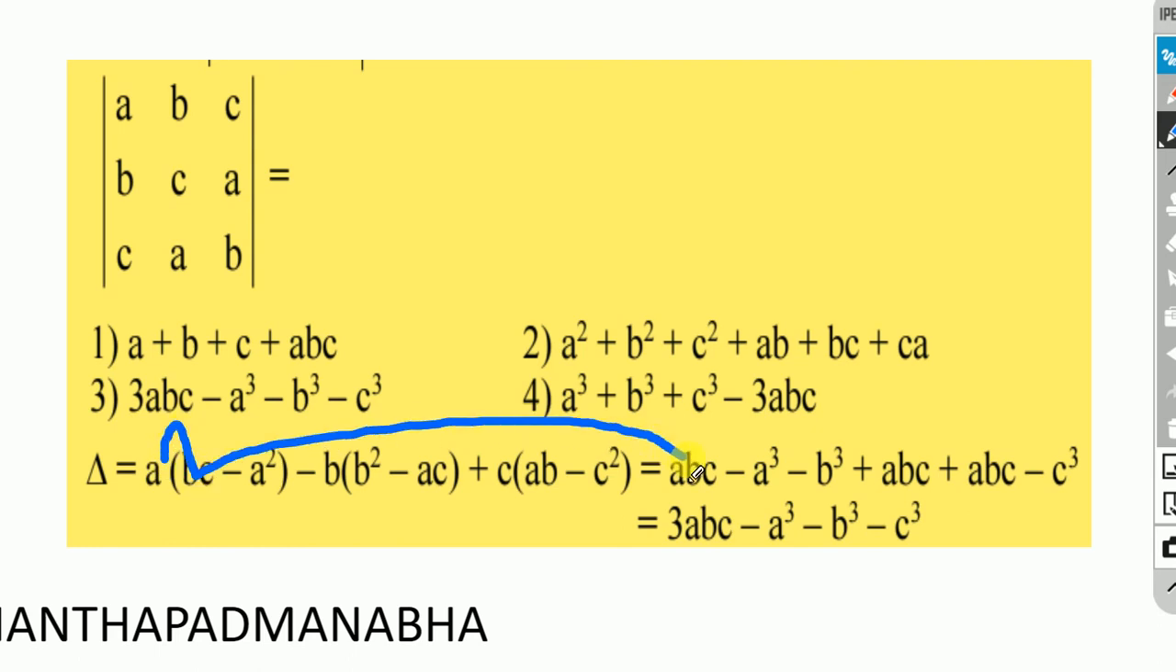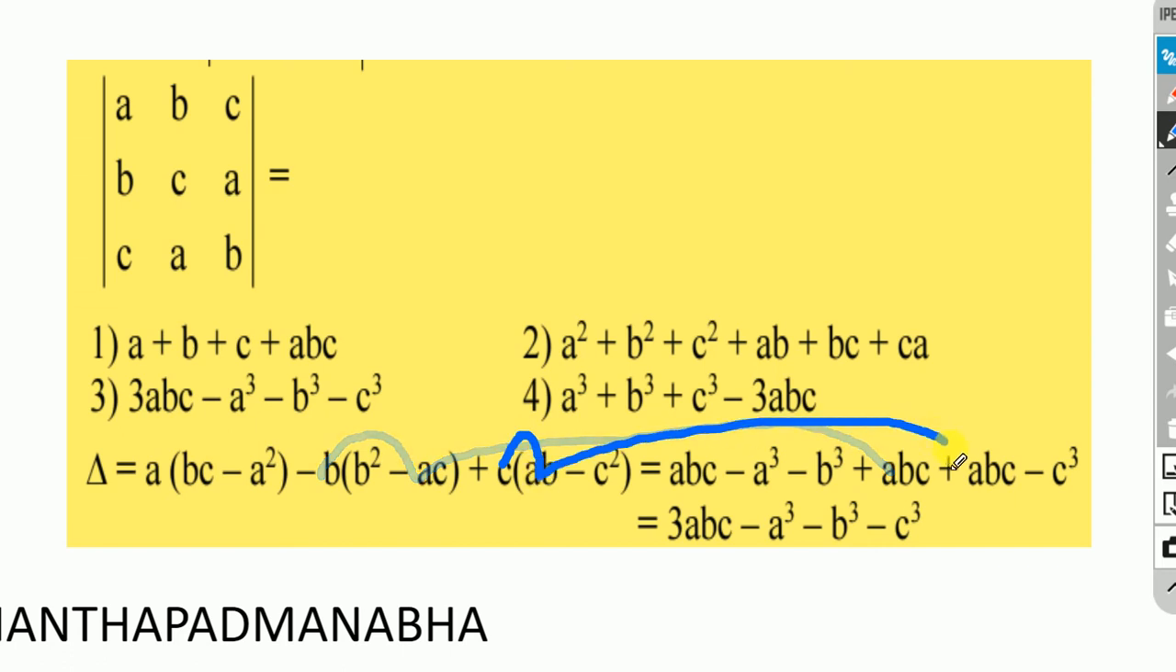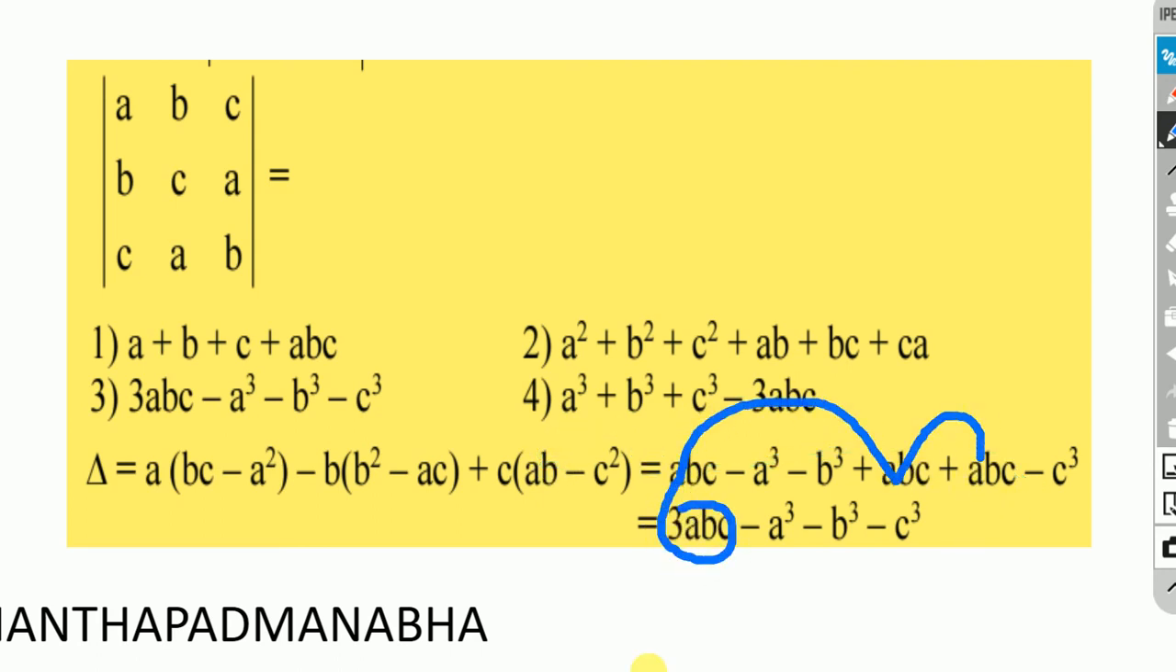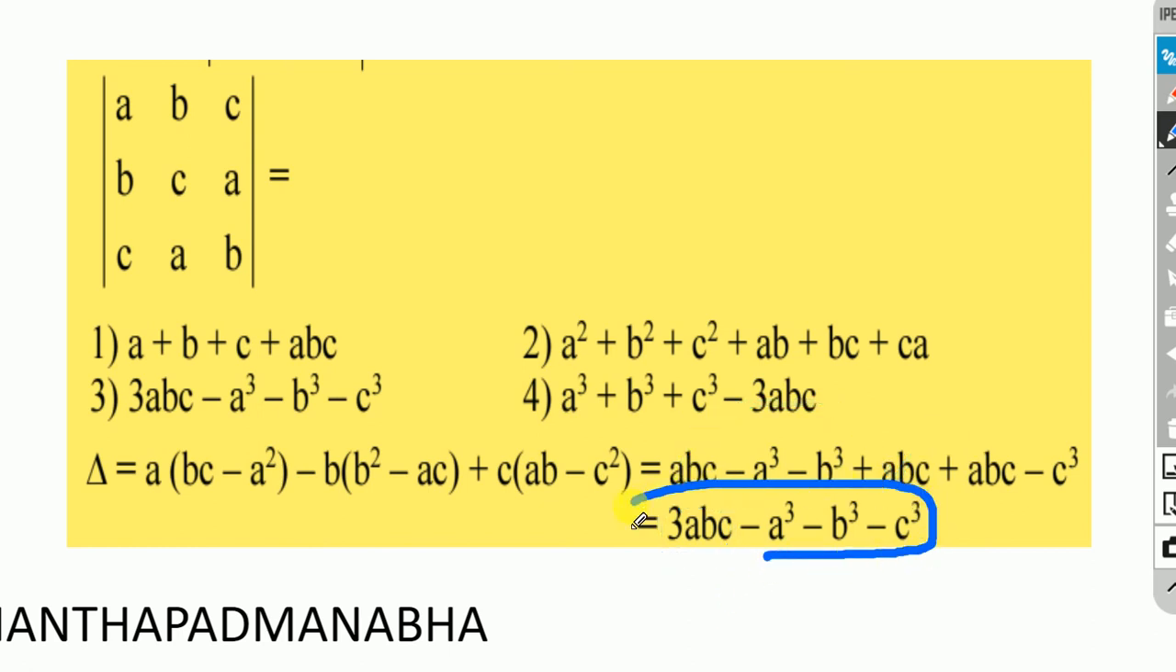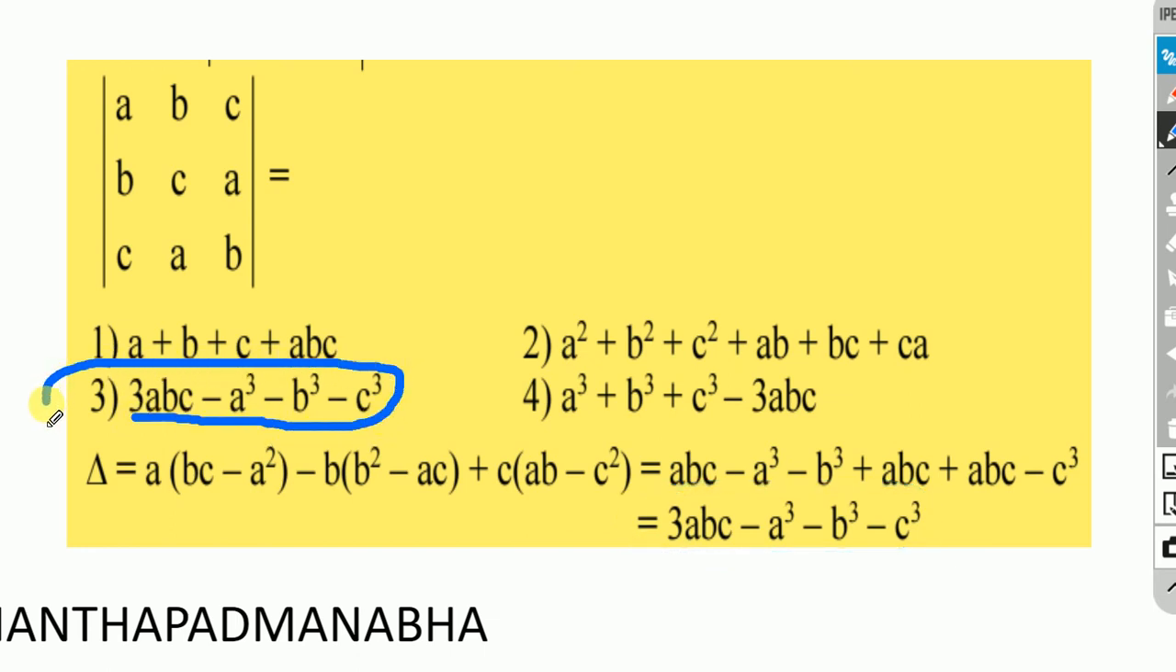A into BC, ABC here, minus A cube, minus B cube, minus into minus plus ABC again, C into AB plus ABC, and minus C cube, that is C into minus C square. So ABC plus ABC plus ABC, 3ABC here, minus A cube minus B cube minus C cube. So 3ABC minus A cube minus B cube minus C cube is in option 3. So option 3 is the right answer for this question.